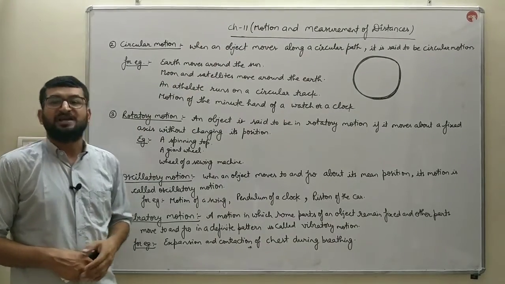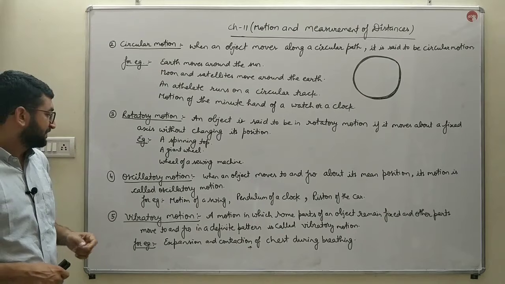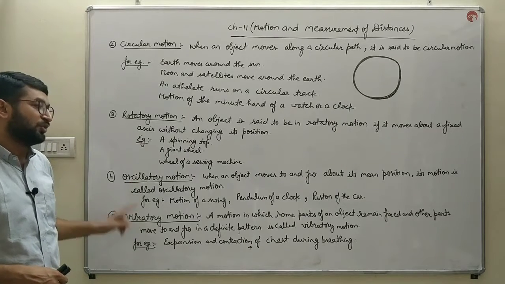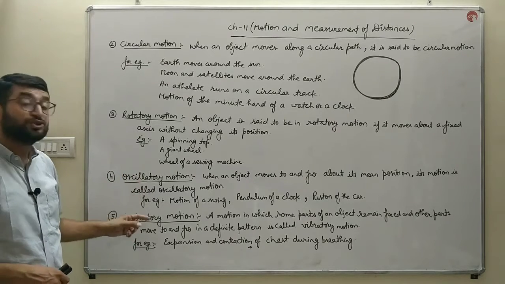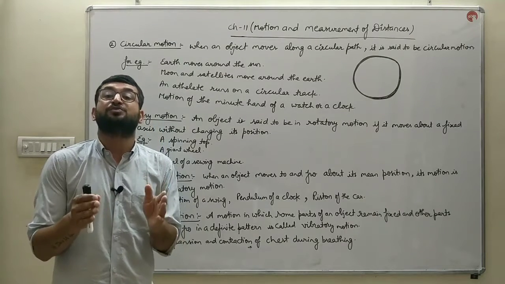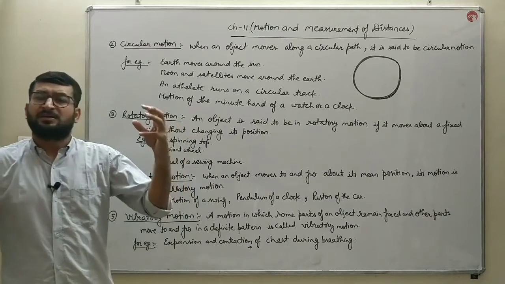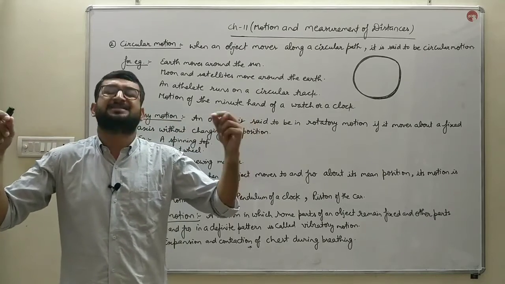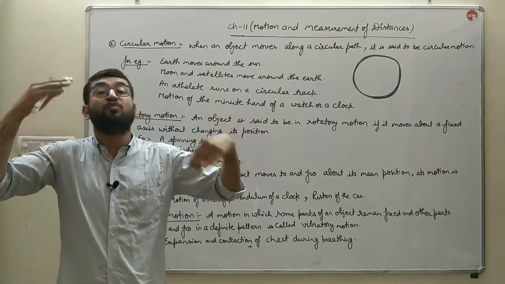Next type of motion is vibratory motion. In oscillatory and vibratory motion, what is the basic difference? In this motion, some part of an object moves around its mean position, some parts will remain fixed and some parts are movable.